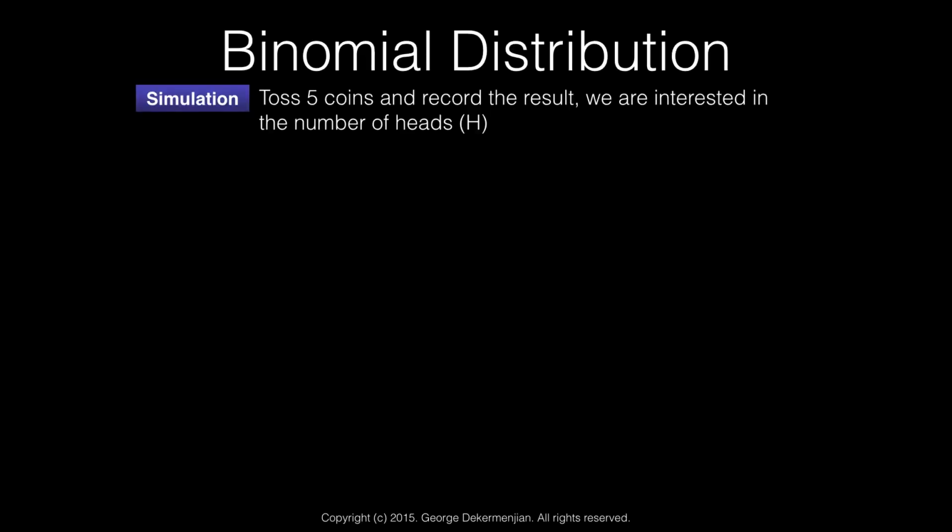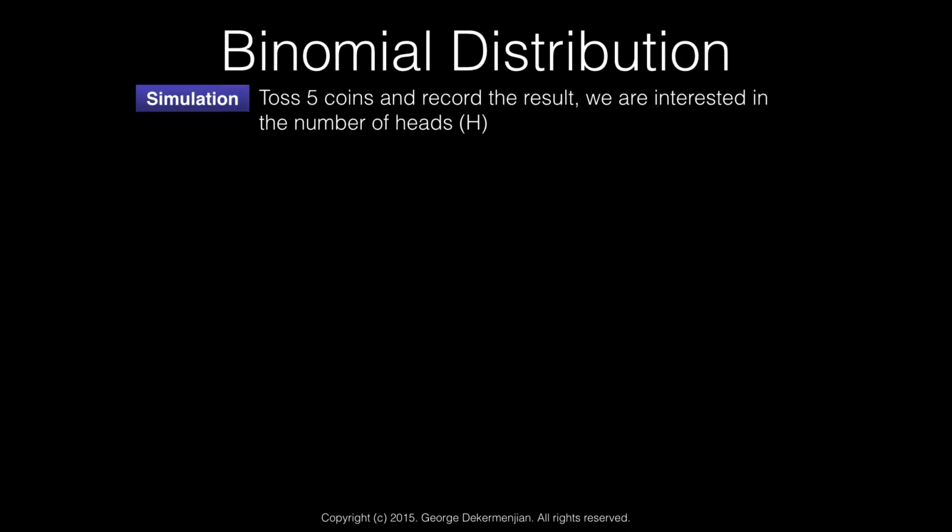In the second part of the video series for binomial distributions, we're going to show you some simulations. And we're going to use the same examples we used in part 1. So the first experiment was toss 5 coins, record the result, and we are interested in the number of heads.